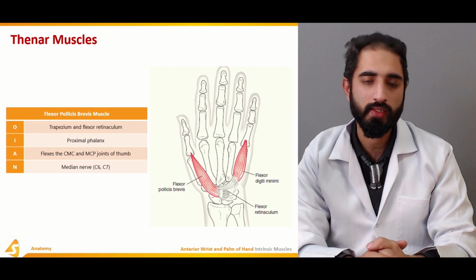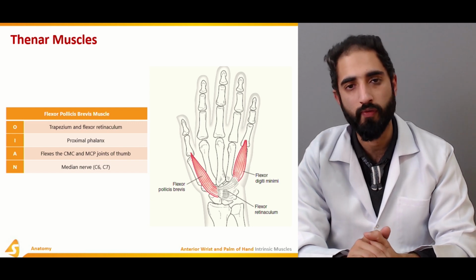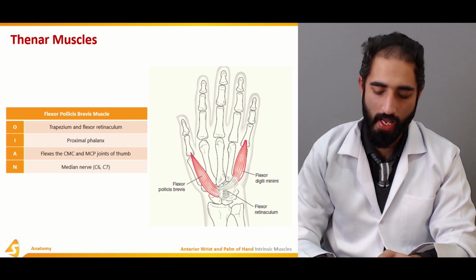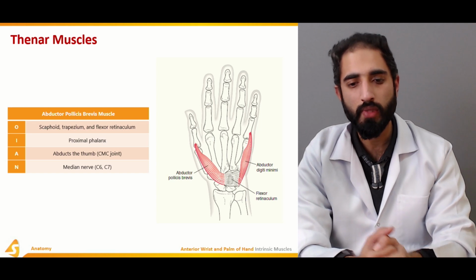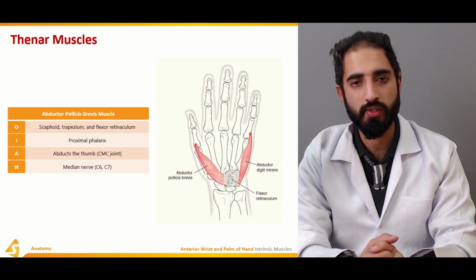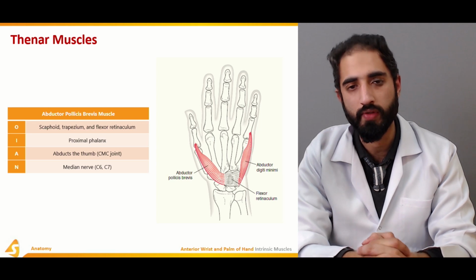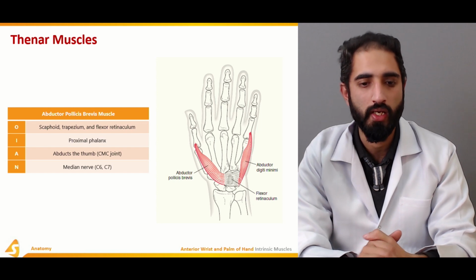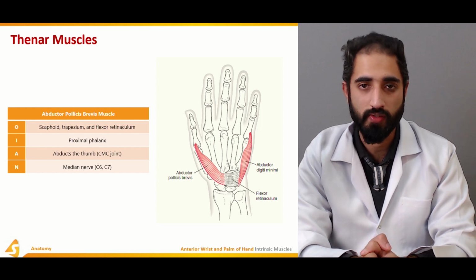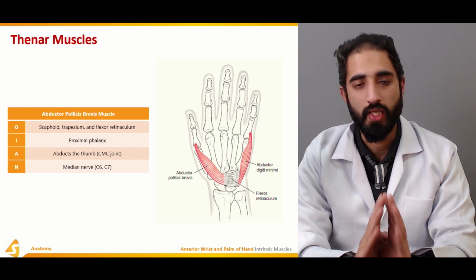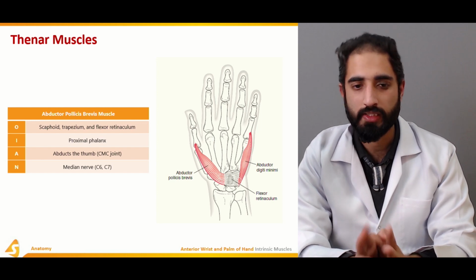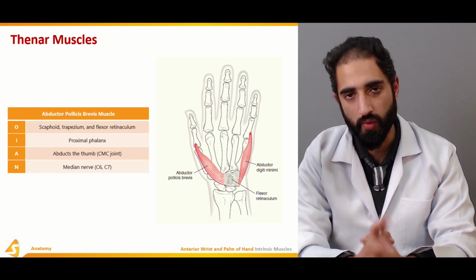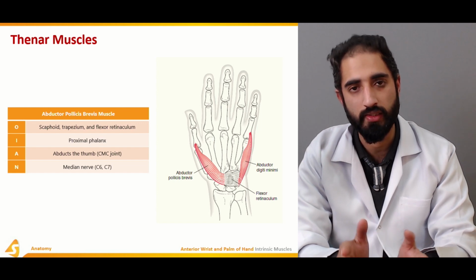The action is that it flexes the carpometacarpal joint and the metacarpophalangeal joint of the thumb, and the nerve supply is via the median nerve through C6 and C7 nerve roots. The second muscle is the abductor pollicis brevis muscle, which causes the abduction of the carpometacarpal joint of the thumb, and the origin is from the scaphoid, trapezium and the flexor retinaculum once again. So the insertion is once again on the proximal phalanx, similar to the flexor muscle, and the nerve supply is once again the median nerve with the same nerve roots, which are the C6 and C7.